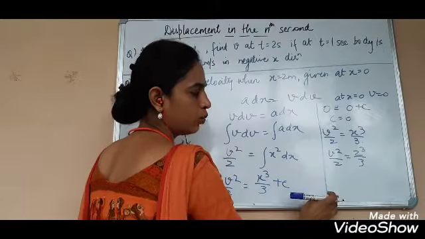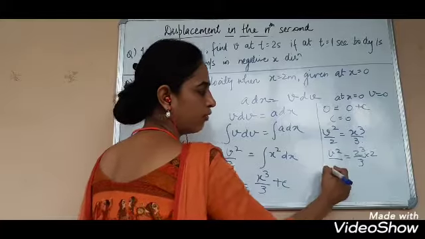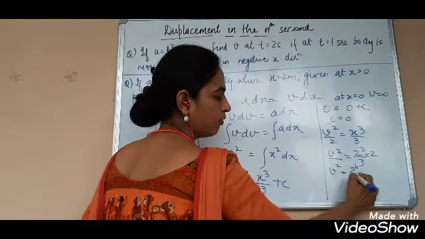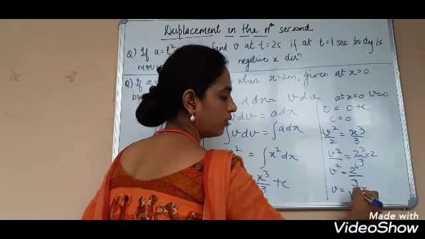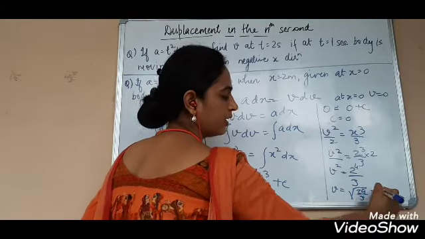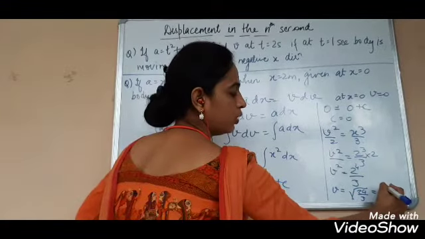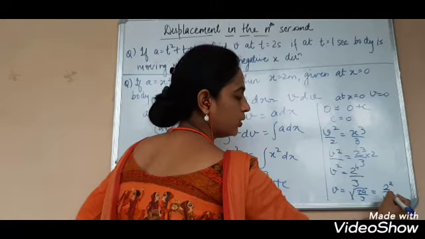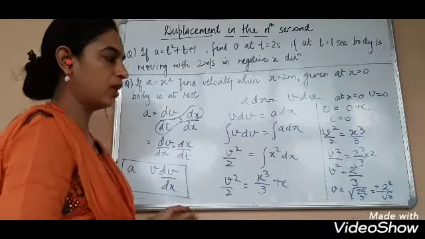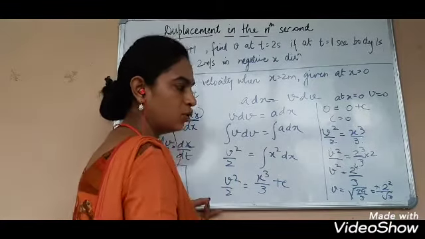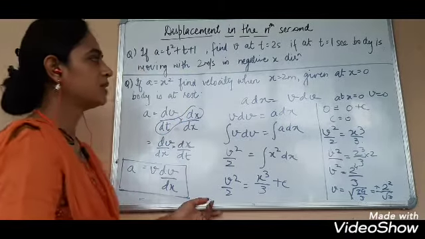When you take this 2 up, it will become 2 cube into 2, that is 2 to the power 4. v square is equal to 2 to the power 4 by 3, right? So v will be equal to the square root of 2 to the power 4 by 3. That will be equal to 2 square coming outside, 2 square by root 3. This will be plus minus because you don't know whether it is positive or negative. Roots can be both positive as well as negative. So the velocity when x equals 2 meters is plus minus 2 square, that is 4 by root 3.